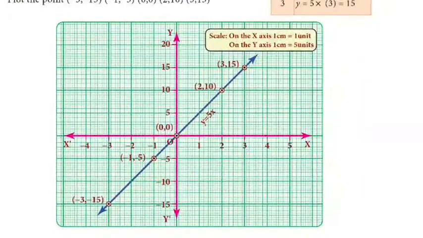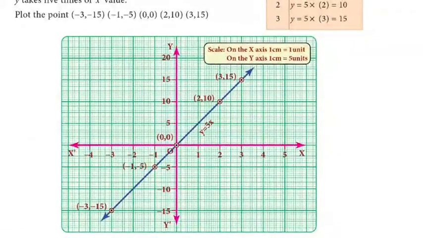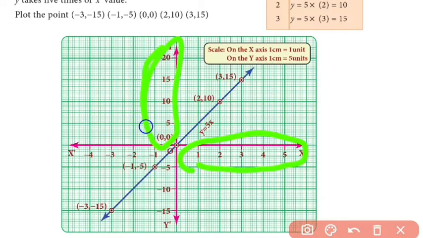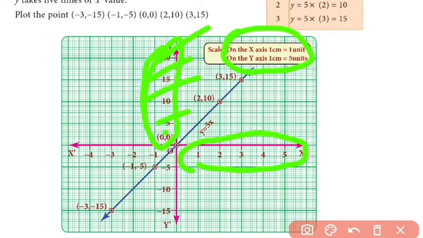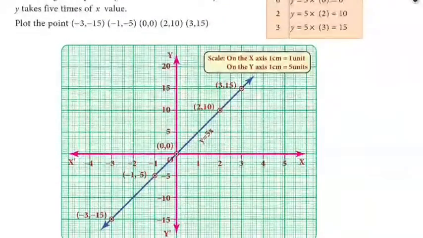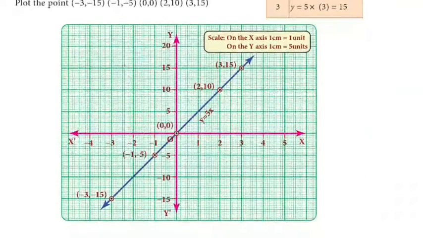For the x values there is no problem, it's enough to take 1 unit, but the y values are in multiples of 5, so we take 5, 10, 15, 20. That's why in this scale we assume the x-axis is 1 centimeter equal to 1 unit and the y-axis is 1 centimeter equal to 5 units. Okay, next step, we are going to see how to draw the graph.